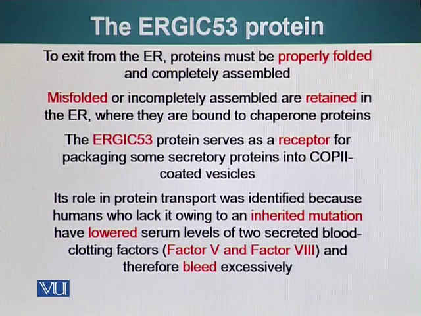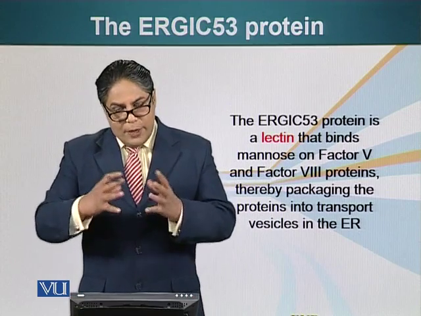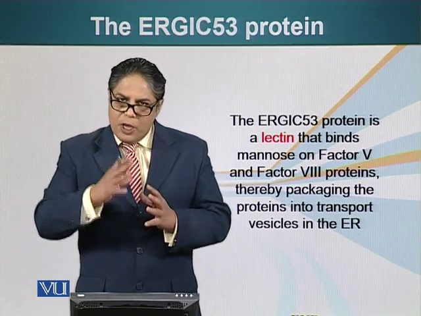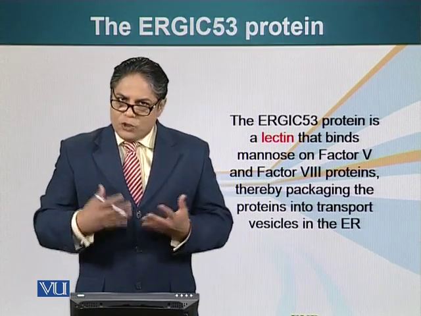This protein serves as a receptor for packaging some secretory proteins into COP2 coated vesicles. The role of this protein was identified because people who have a heritable mutation have lower levels of two secreted blood clotting factors, factor 5 and factor 8. Therefore, they bleed excessively. So I just wanted to emphasize that it is crucial for the viability of the cell to select specific proteins going to specific organelles. This helps the cell maintain its normal function.